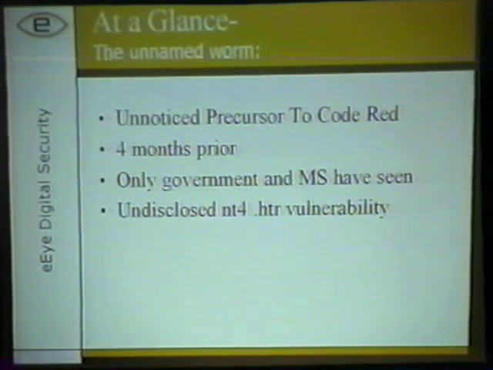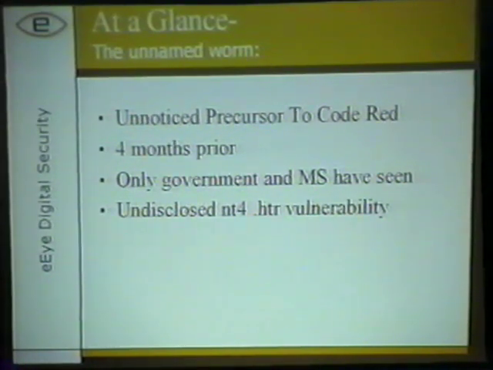What happened was a very similar worm exploiting a very different undisclosed vulnerability had been traversing around the networks before. Nobody knew about it. It was reported to various reporting agencies, but they chose to not respond to it. So 4 months before Code Red 1, there was a warning shot out there that people didn't understand. There are a couple of reasons, political reasons and just time reasons, that nobody actually saw it.